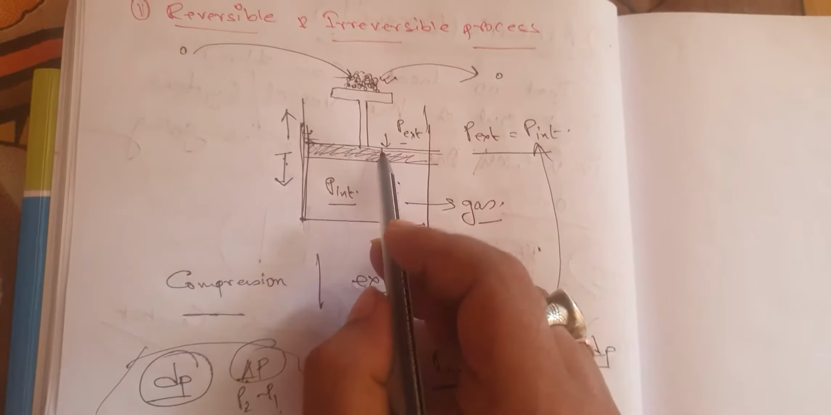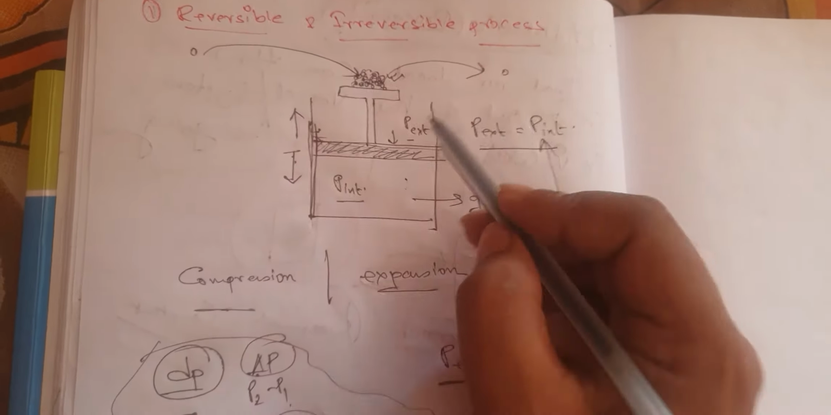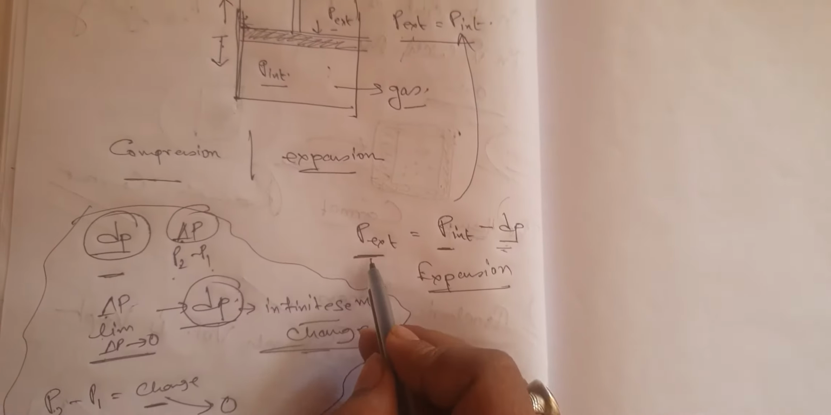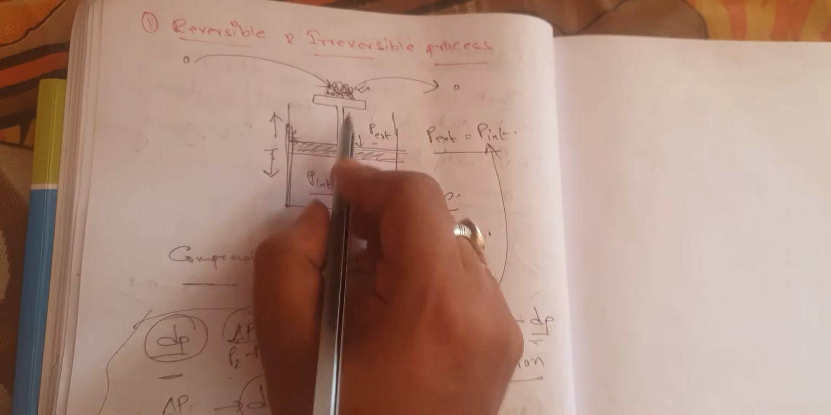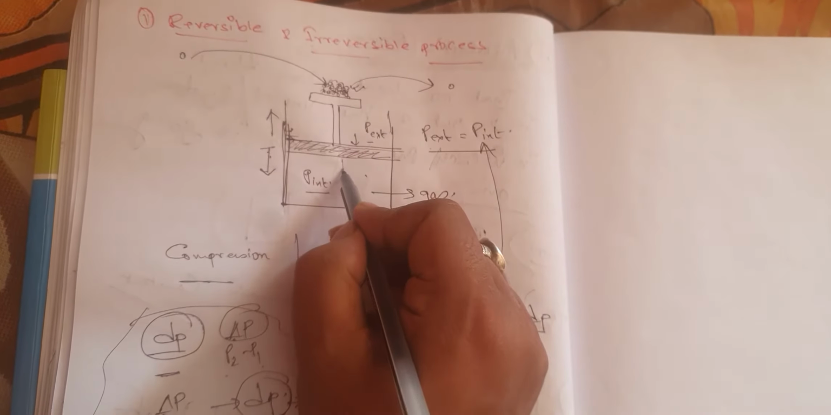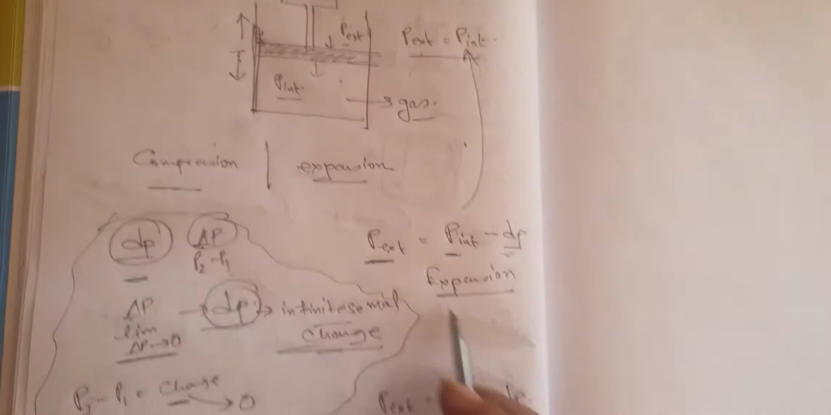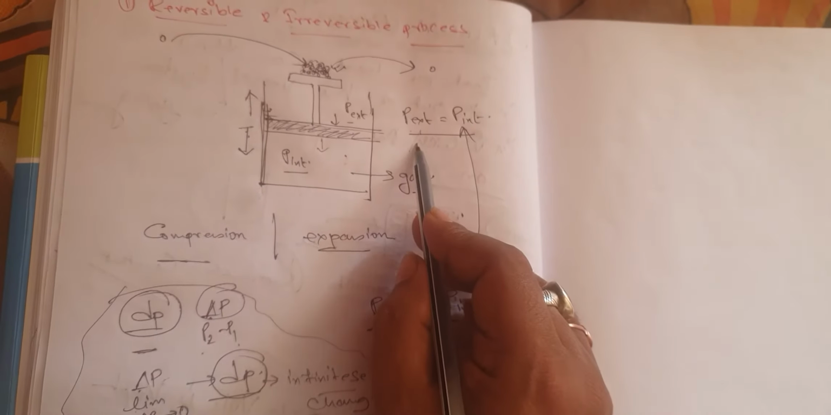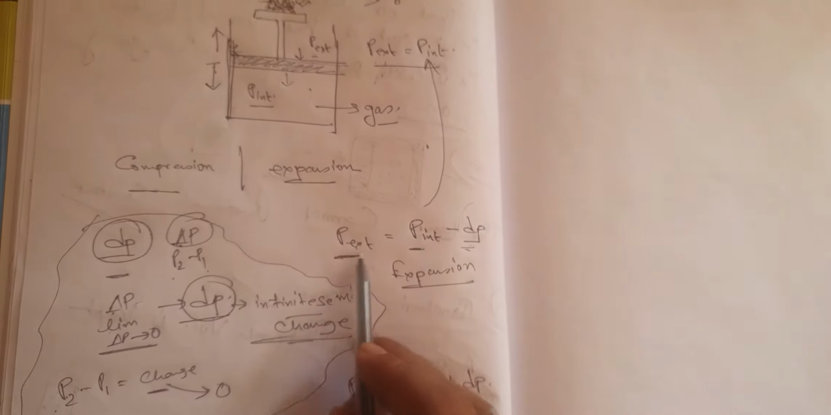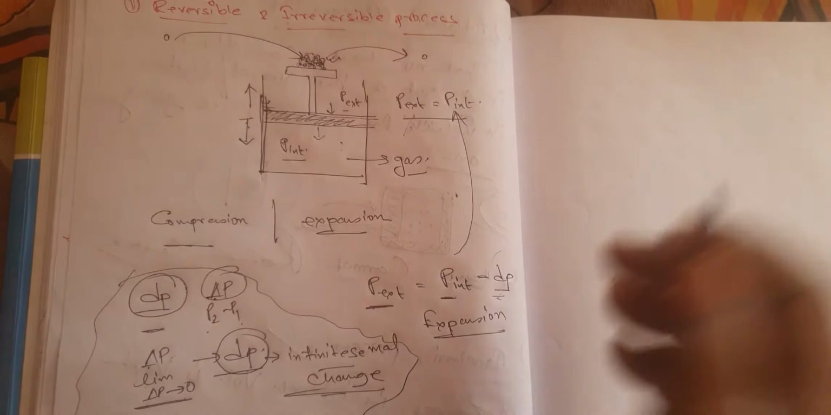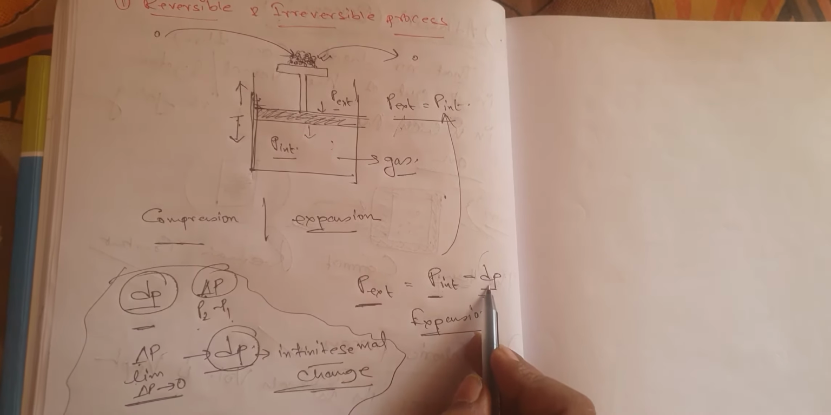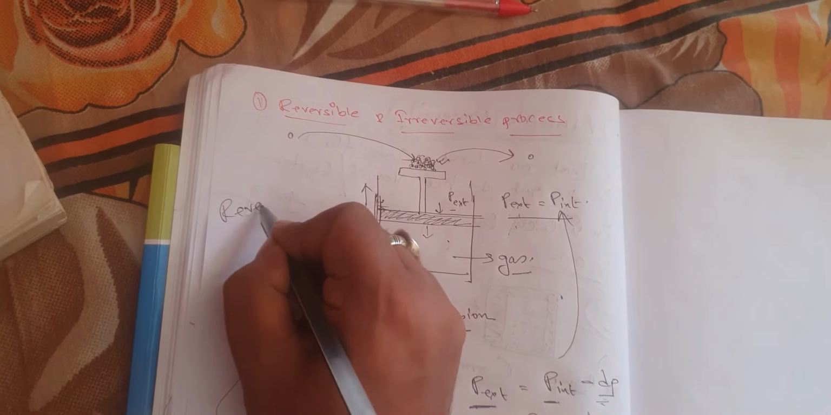The gist is that if you put the sand, then P external will increase. When P external increases, P external is equal to P internal plus dP. So that means at that time pressure will increase and the compression of the gas will occur. And when you take away the sand particle, P external will decrease and P internal will increase. So we write P external is equal to P internal minus dP, and in that case the gas will expand. But this type of compression and expansion that is going on is strictly reversible.